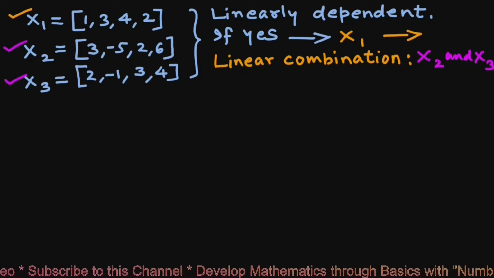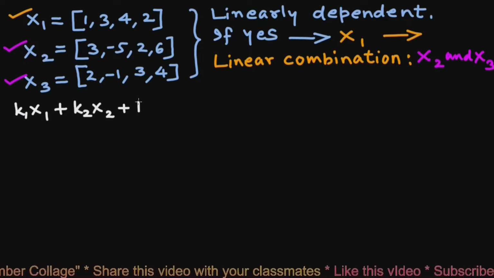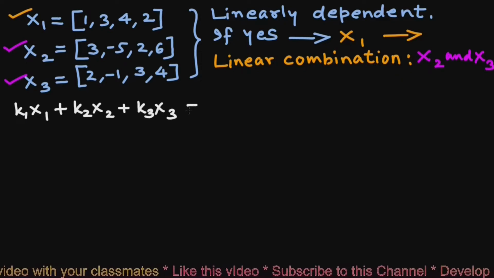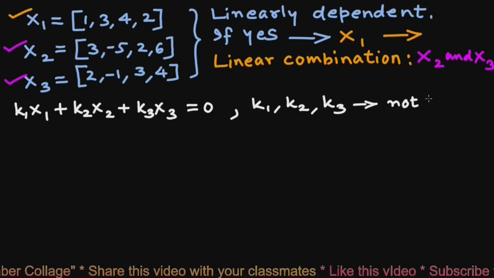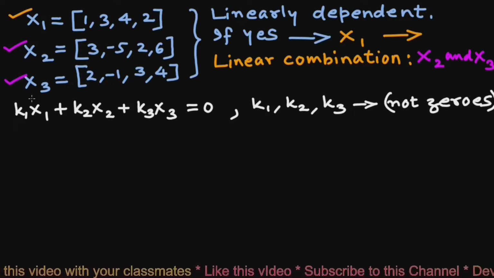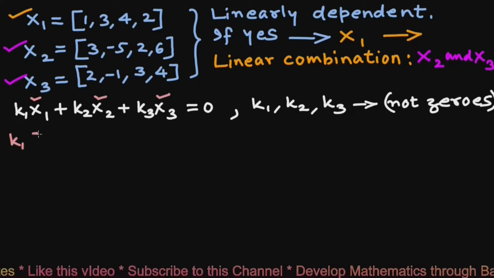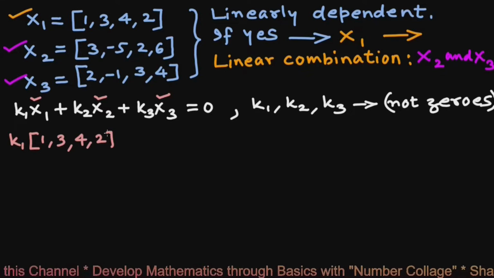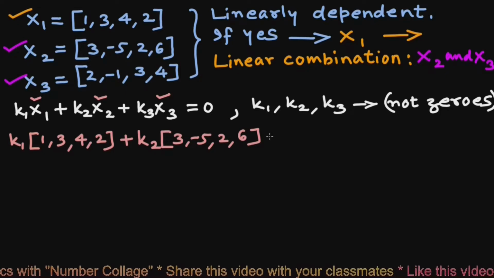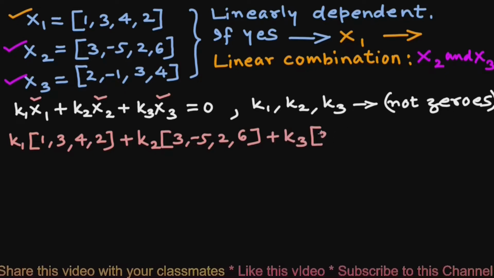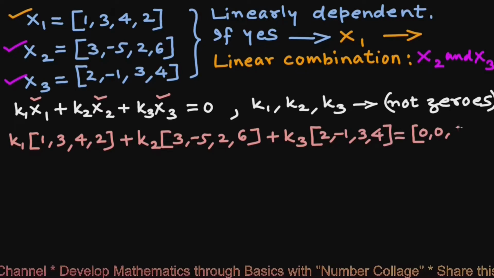Before that, let us first write the matrix equation k1x1 plus k2x2 plus k3x3 equals 0, where k1, k2, k3 are numbers which are not all zeros. We will substitute the values of x1, x2 and x3 in this equation and write k1 into 1, 3, 4, 2 plus k2 into 3, minus 5, 2, 6 plus k3 into 2, minus 1, 3, 4 equals the zero vector 0 0 0 0.